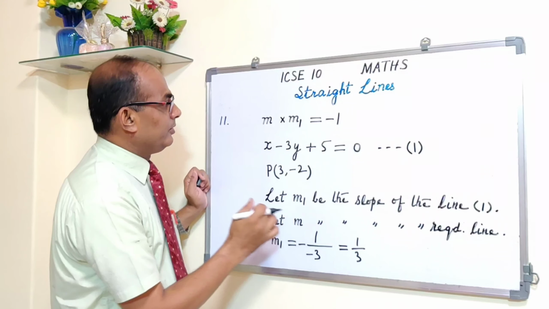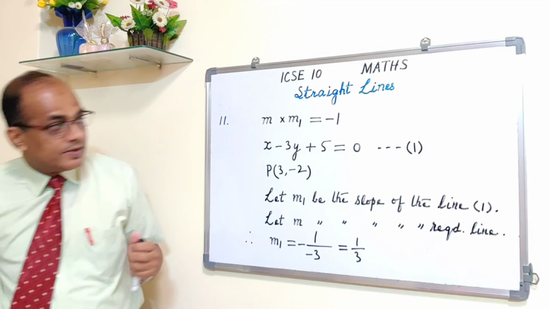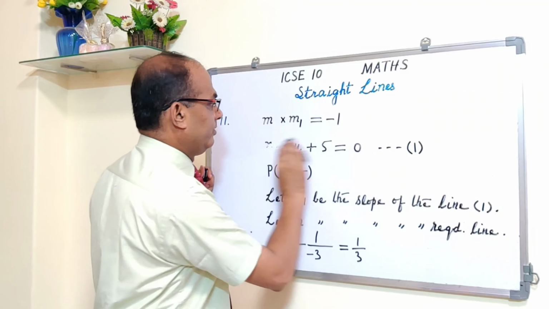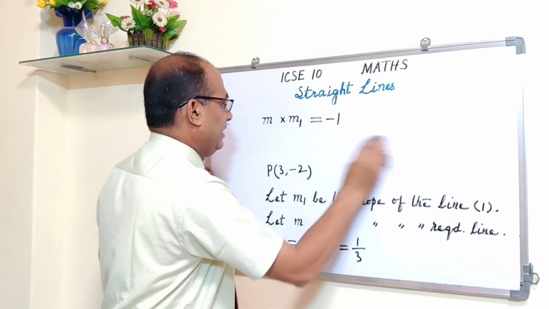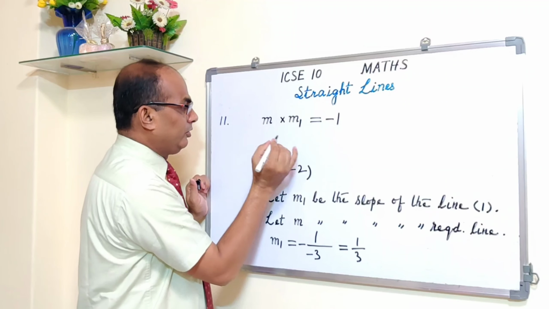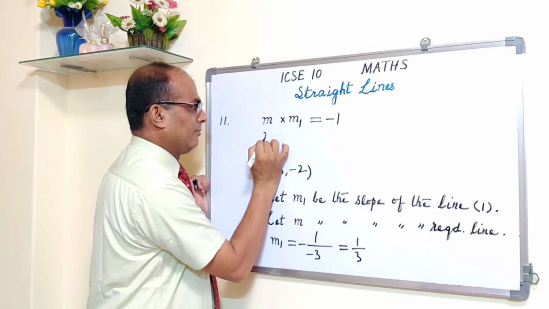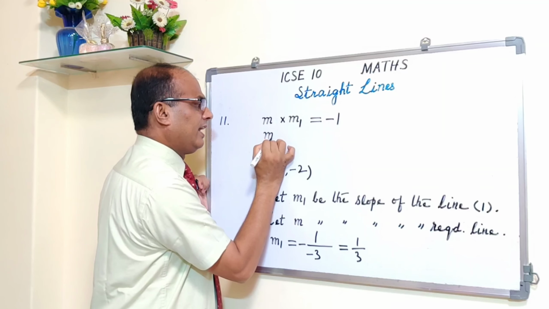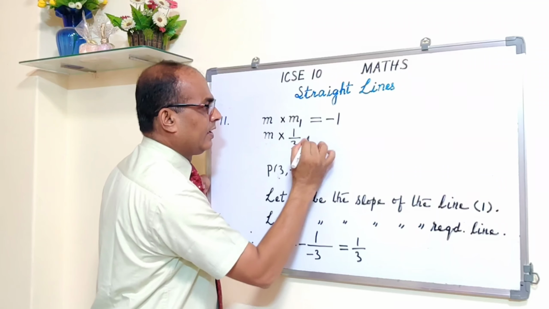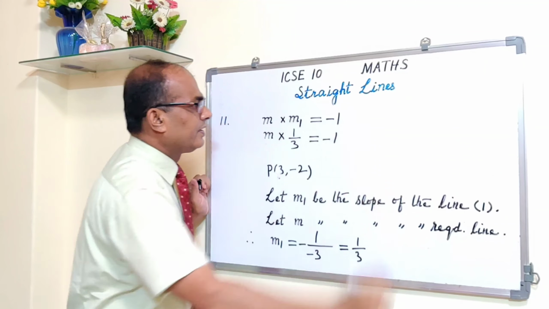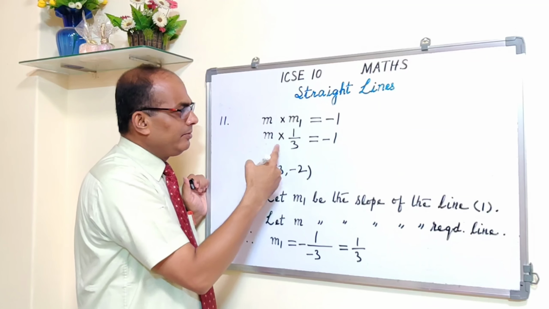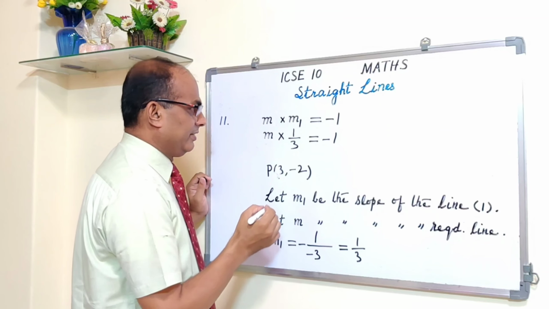Now m1 is known, 1 upon 3. So let us write down that. m1 we know, m we need to find out, because m is the slope of the required line. m into 1 upon 3 is equal to minus 1. When you cross multiply, 3 will come here, and then you get m into 1, that means m is equal to minus 3.